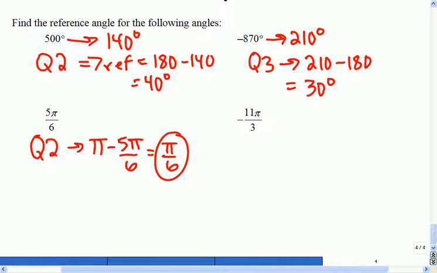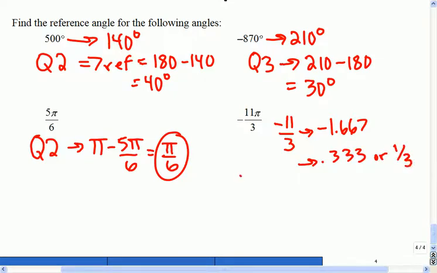And then finally in this last one here, negative 11 pi over 3. It's hard to work with pi in your calculator. You may want to just do it like this. Negative 11 over 3, and I'm going to add 2. So the next angle I get is negative 1.667. Add 2 again, and I get 0.333, or 1/3. So this is the angle I was looking for, pi over 3.